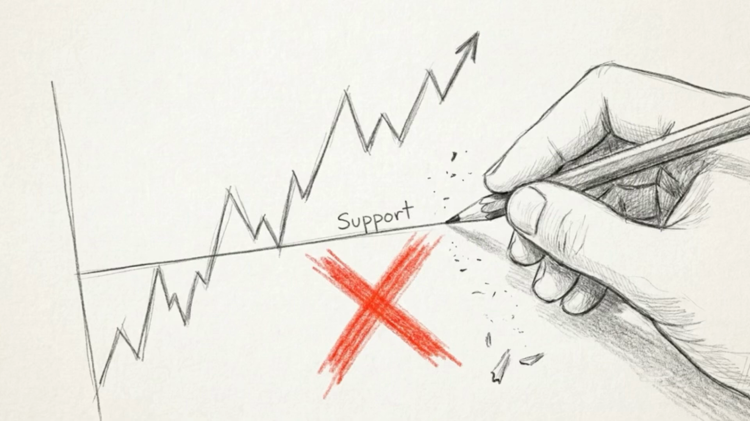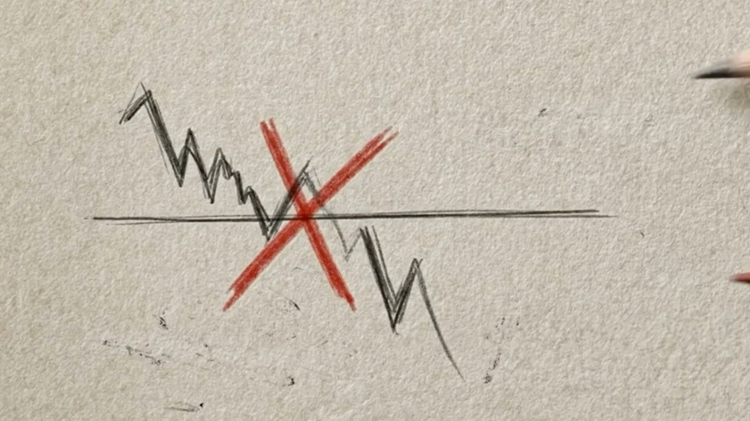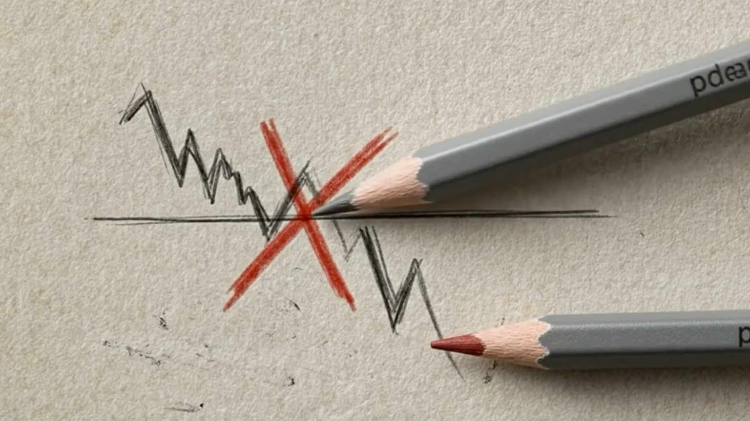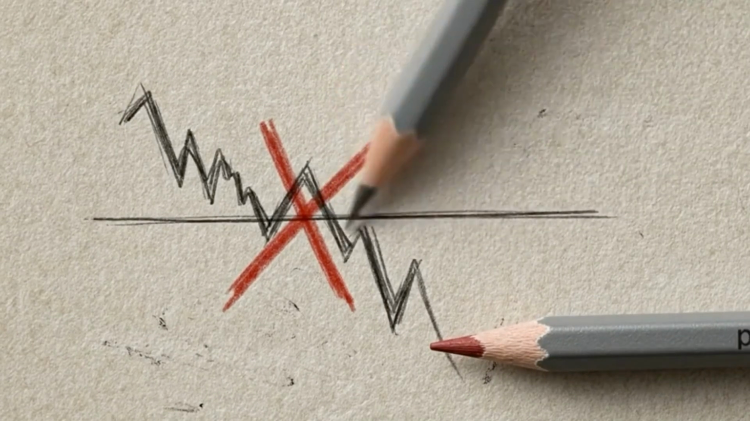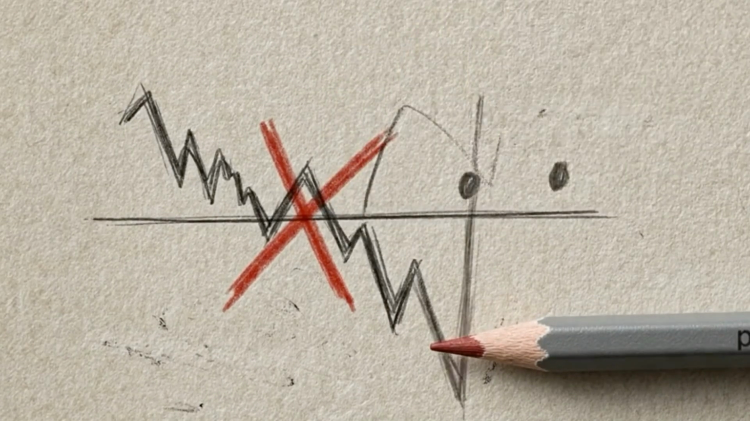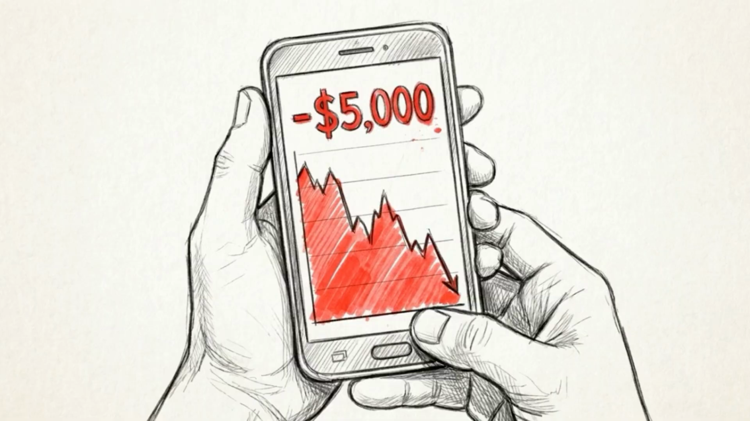Take a look at this sketch. You analyze the chart, place a perfectly calculated trade at a support line, and set your stop loss underneath. Then the price drops, clips your stop loss to kick you out of the trade, and immediately shoots right back up in your original direction. If you trade gold, you see this happen constantly.